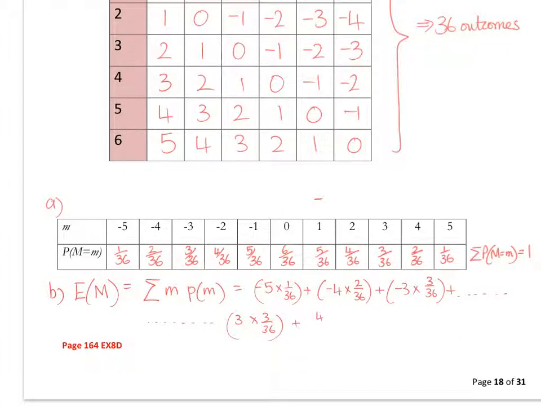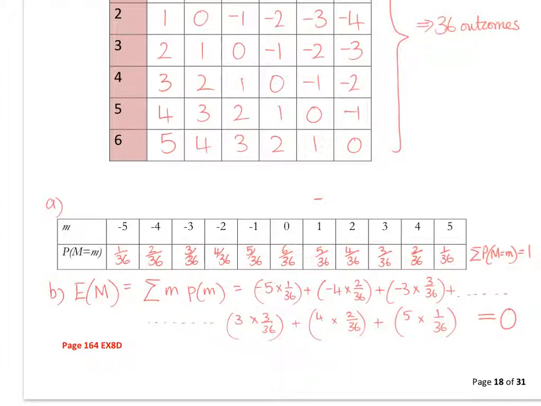plus 4 times 2 over 36 plus 5 times 1 over 36. Now you can't actually pop that into your calculator and see what you get, but I can see straight away that the answer for that is actually going to be equal to 0. If you look at what we have at the beginning, we've got -5 times 1 over 36, and we've got a plus, so those two cancel out, those two cancel out, and so on, and everything in between also cancels out, so we get a 0.